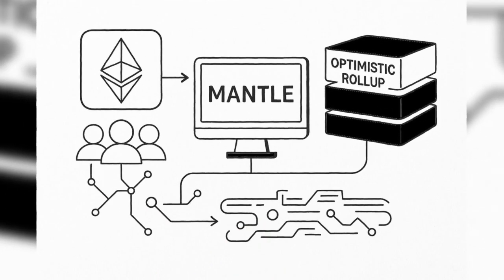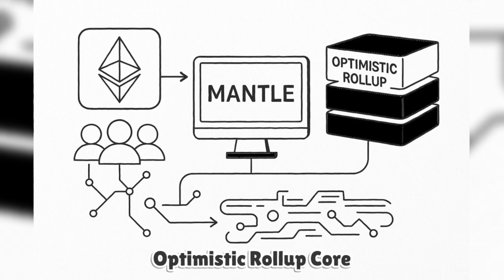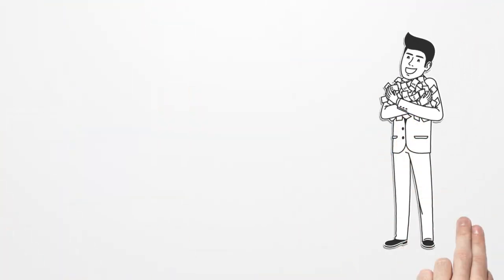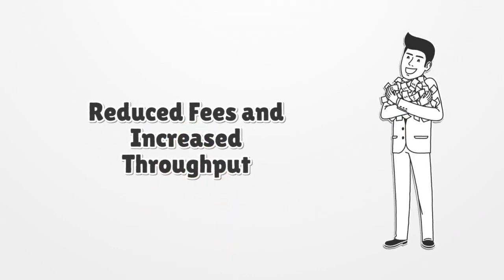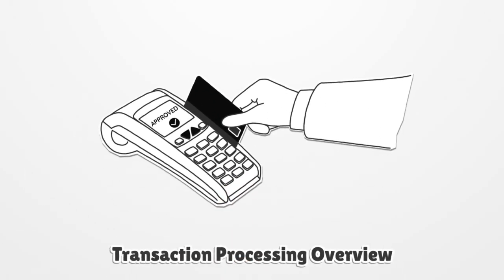At its core, Mantle is an optimistic rollup that aggregates user transactions off-chain before submitting them to Ethereum for final settlement. This approach significantly reduces gas fees and increases throughput while maintaining the security guarantees of the Ethereum mainnet. Each batch of transactions is processed by a sequencer, verified through fraud proofs, and finalized on-chain after a challenge period.